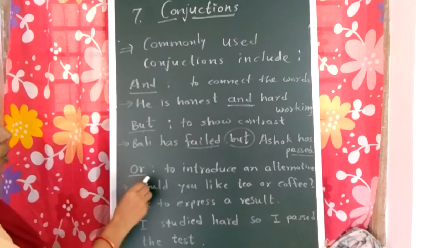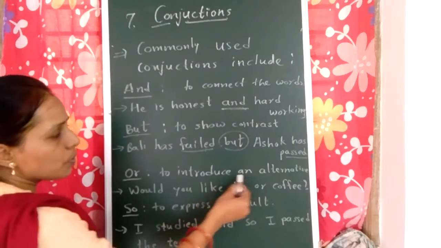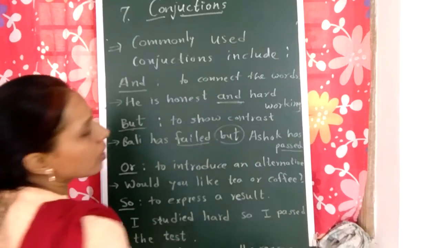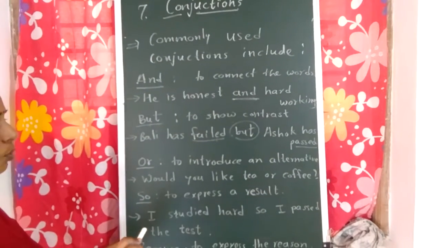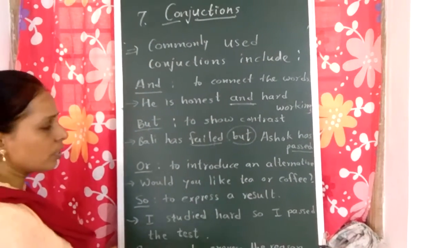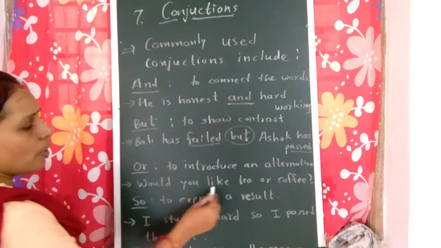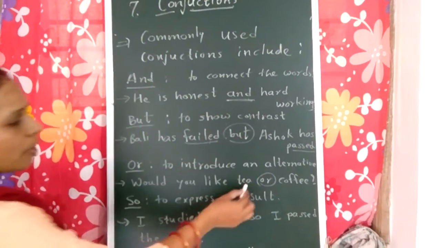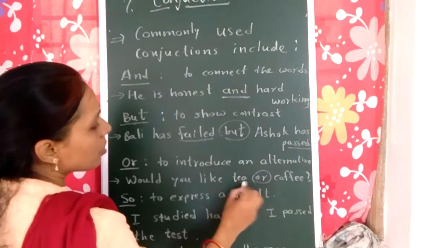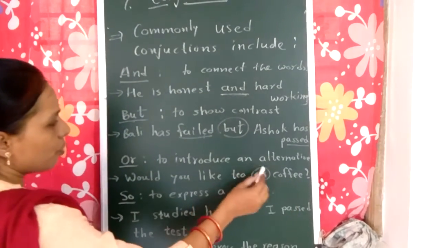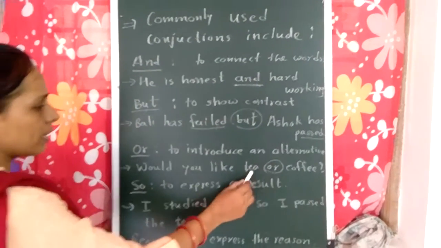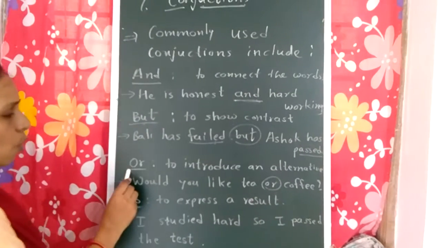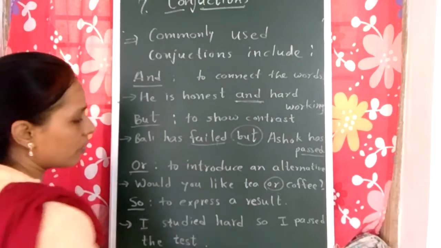Here 'or' is used to introduce an alternative, meaning a choice. It's like, would you like tea or coffee? Here 'or' is a conjunction. You have to choose tea or coffee, to introduce an alternative choice. So 'or' is used to introduce an alternative.